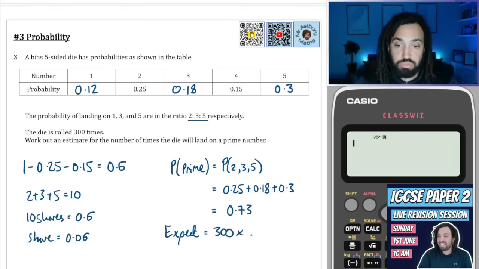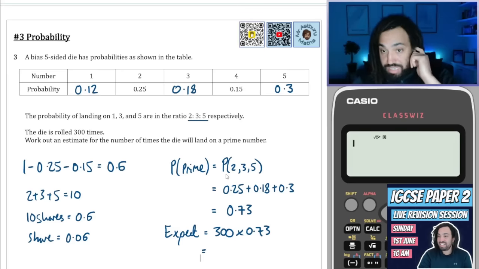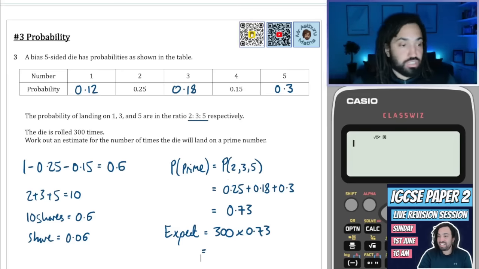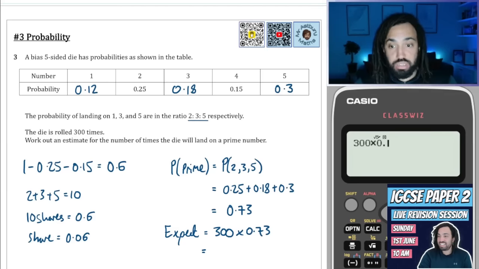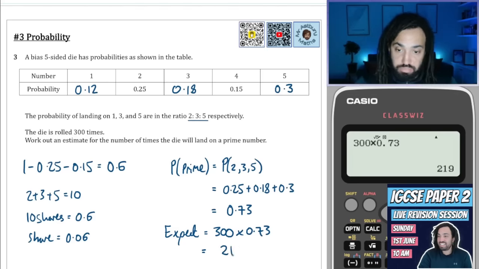So if we're going to do it 300 times, we would expect to get the number of rolls multiplied by the probability. And this is going to give us, calculator time, 300 times 0.73, 219. Perfect.